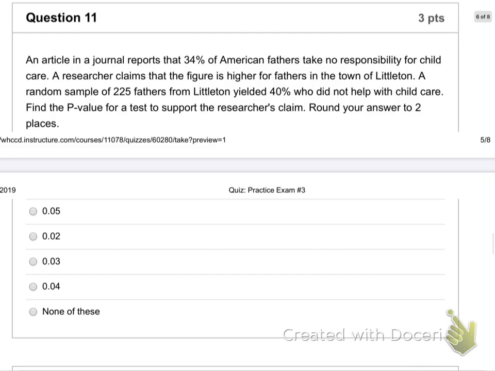Question number 11. An article in a journal reports that 34% of American fathers take no responsibility for child care. A researcher claims that the figure is higher for fathers in the town of Littleton. A random sample of 225 fathers from Littleton yielded 40% who did not help with child care. Find the p-value for a test to support the researcher's claim. So it's another p-value problem. This is 3 of these now. This will be the happy test, hopefully. So what's the claim on this one?